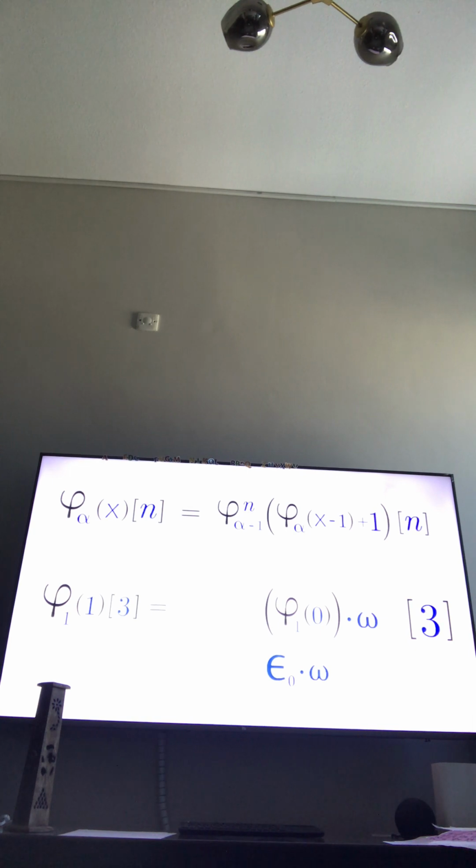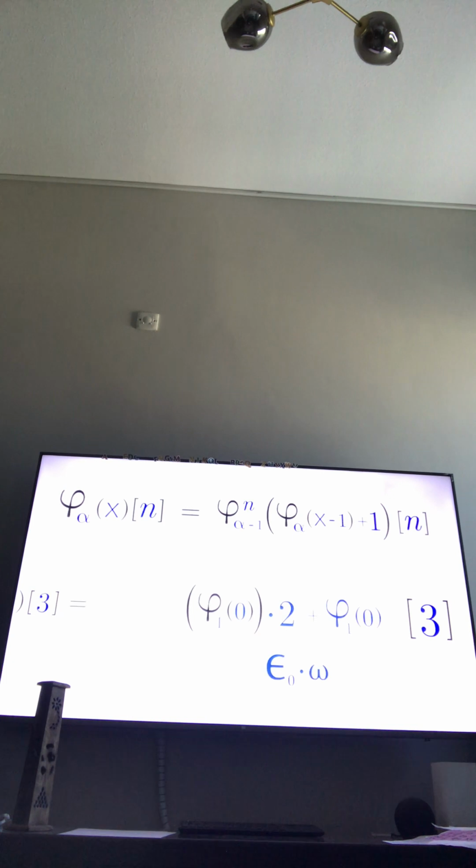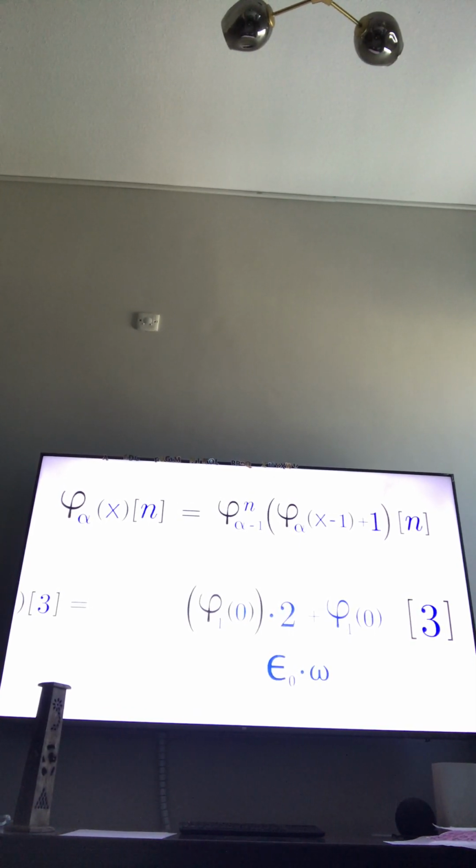Omega diagonalizes into a 3. So phi 1 0 times 3 breaks down to phi 1 0 times 2 plus phi 1 0. I'll just halt right here. I forgot to mention, but we can even have phi omega.